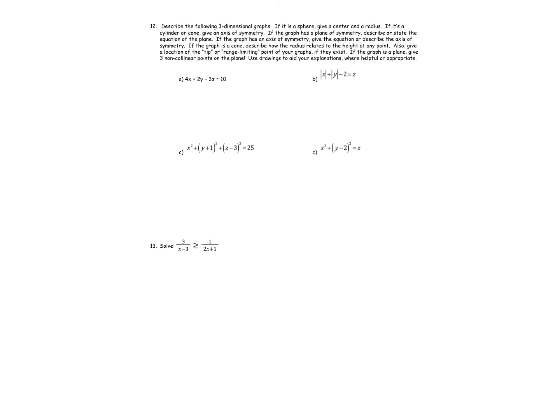Let's now look at 13, the last one, which is another inequality with variables in a denominator. Luckily this time, no absolute values. Again, I cannot clear denominators and just multiply both sides by x minus 3 and 2x plus 1. Instead, I have to bring everything to one side.